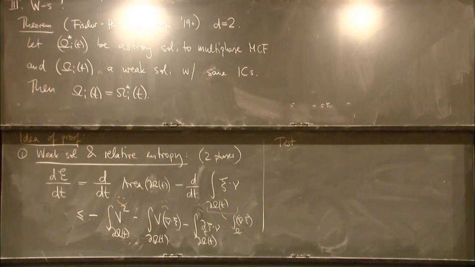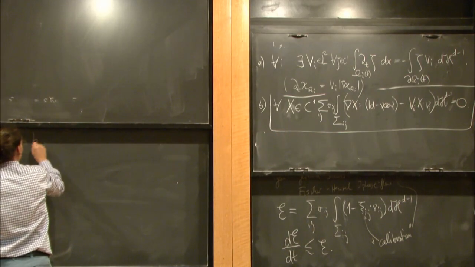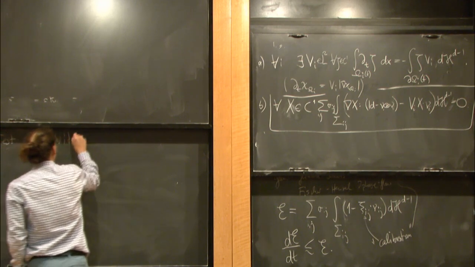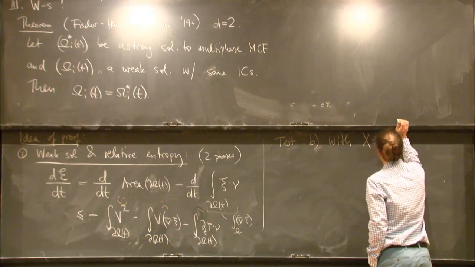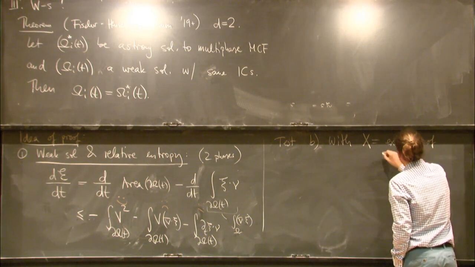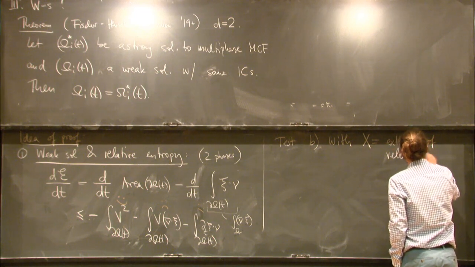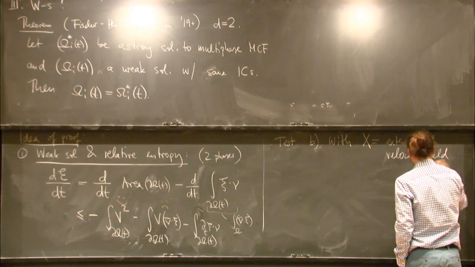one important thing, which is that we also have this distributional equation. And we're going to use that one too. We're going to test this equation, equation B, with X, an extension of the velocity field of the strong solution.